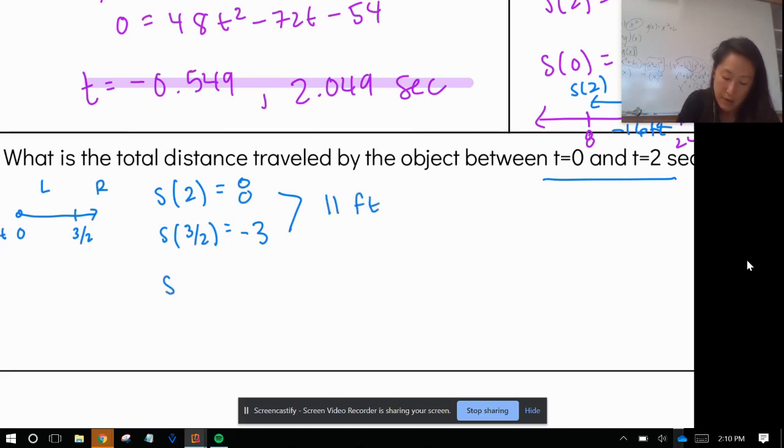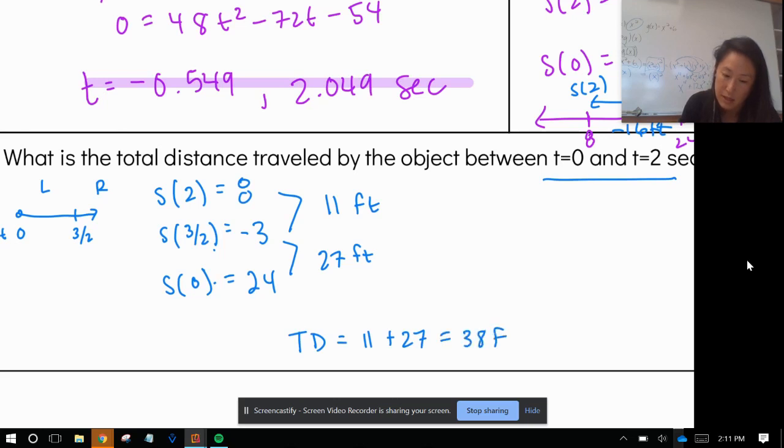But now I have to figure out the total distance between 1.5 and 0. So I already know S of 0 is 24. So the total distance I traveled from negative 3 to 24 is 27 feet. Next, I add these two up. So total distance is equal to 11 plus 27, which is 38 feet.